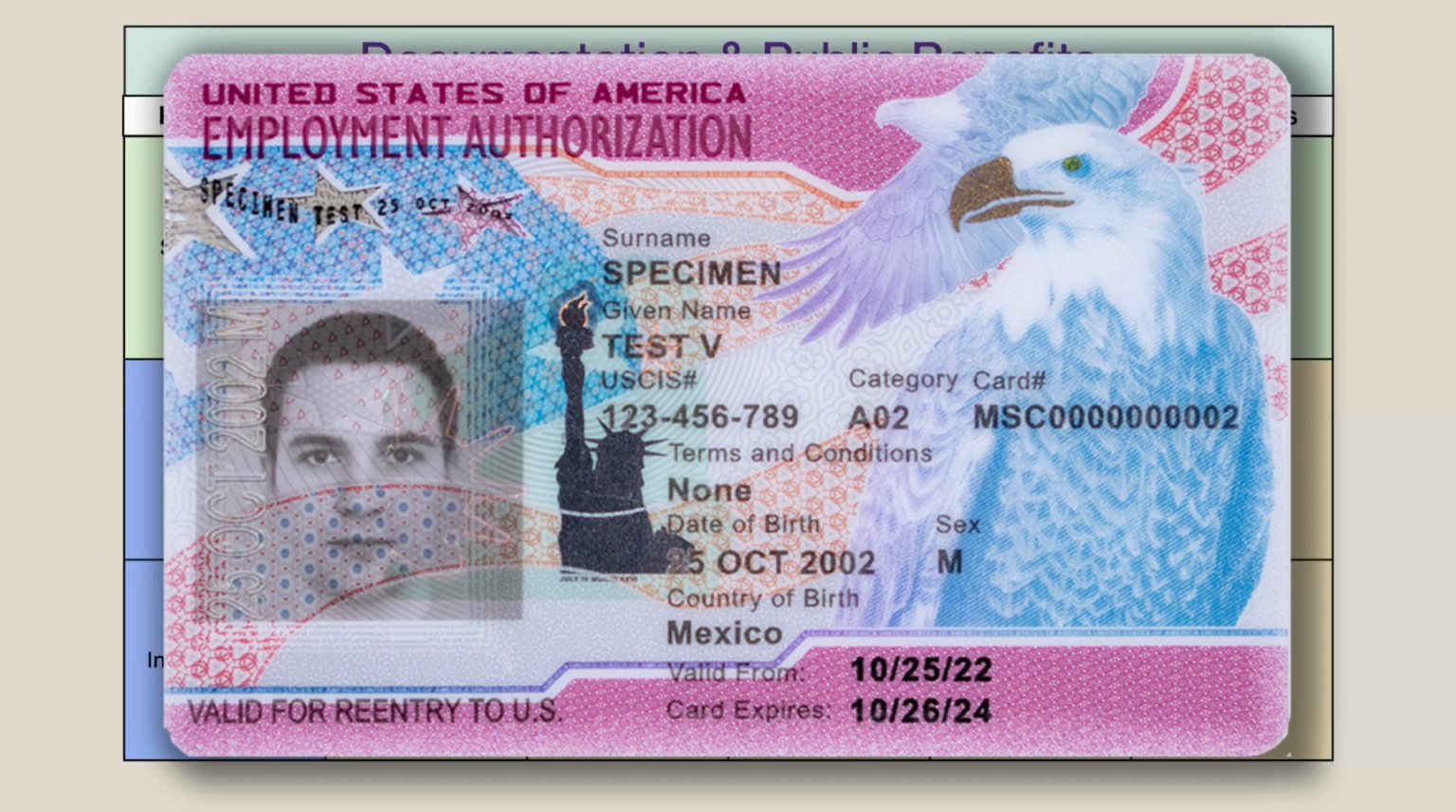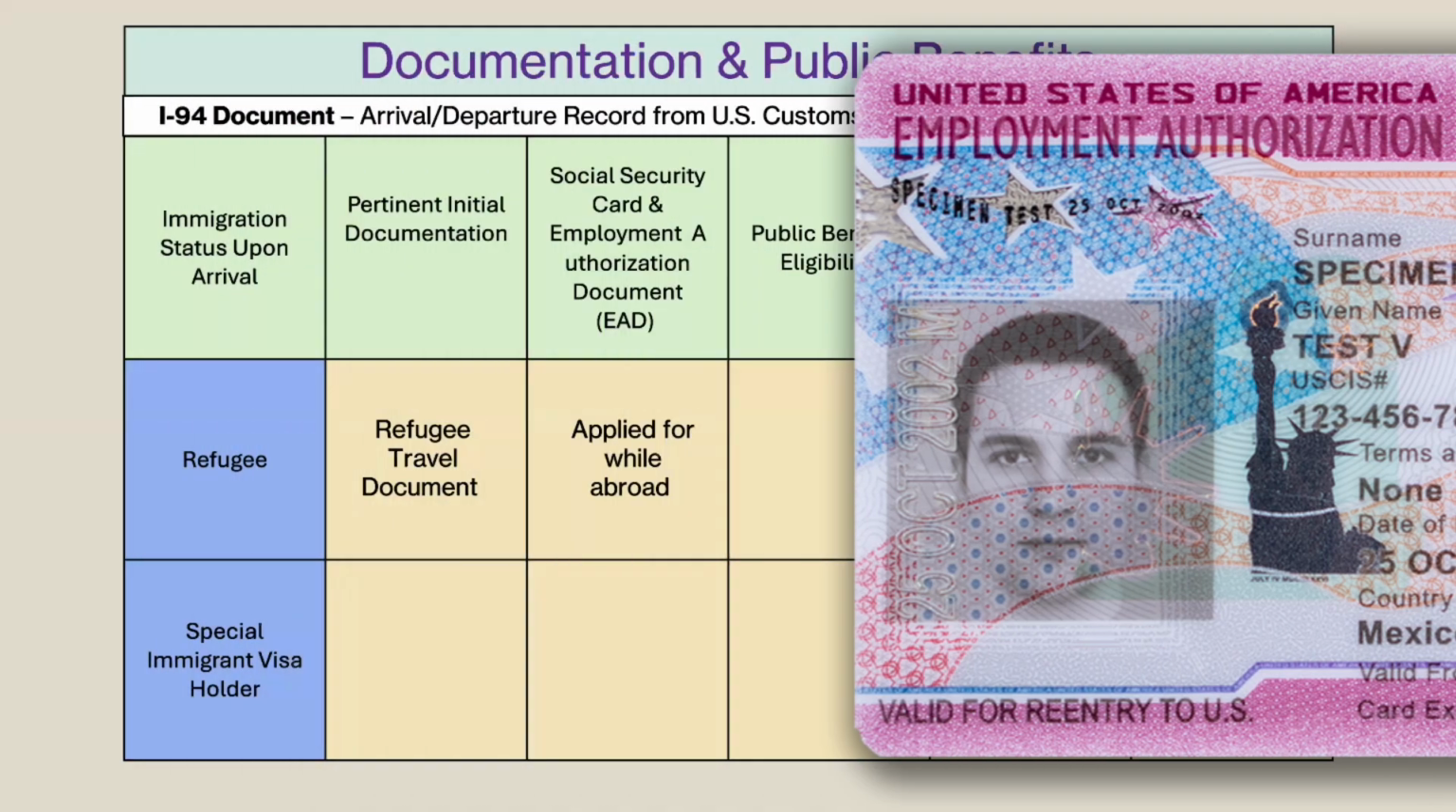The EAD is useful in this regard and does make it a bit easier for employers who need to fill out an I-9 form, which is used to verify a potential employee is eligible to work in the United States. We will cover this a bit more when we review the employment implications later in this video.